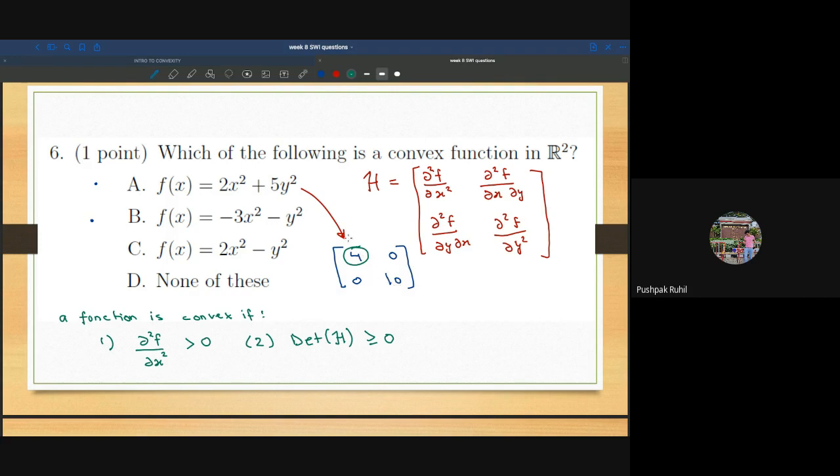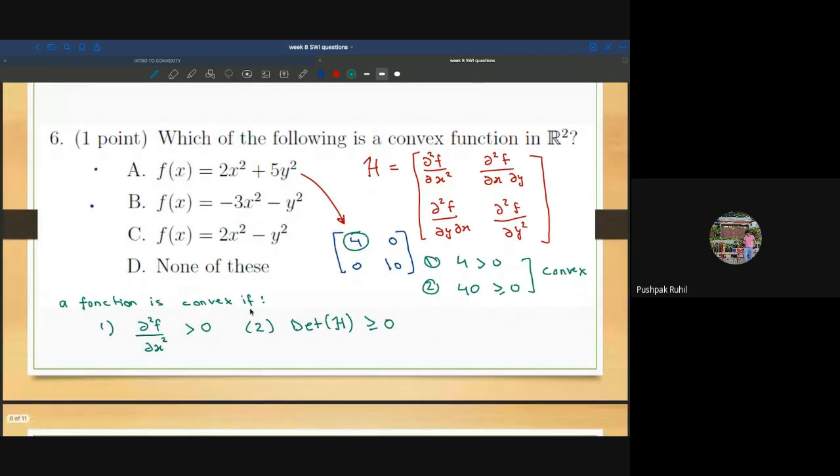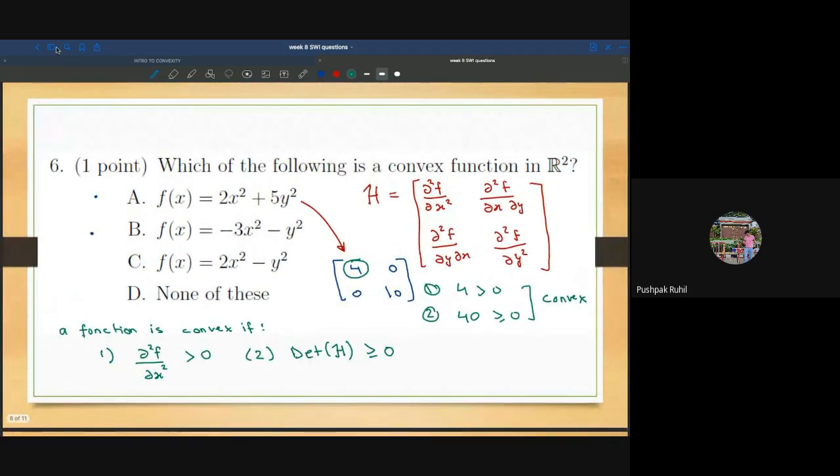So if we check it for the first case, 4 is more than 0, so the first condition is satisfied. And the second condition, if we find the determinant, it would be 40, which is again more than or equal to 0. So we can say that this is a convex function. I hope this is clear for the first option.